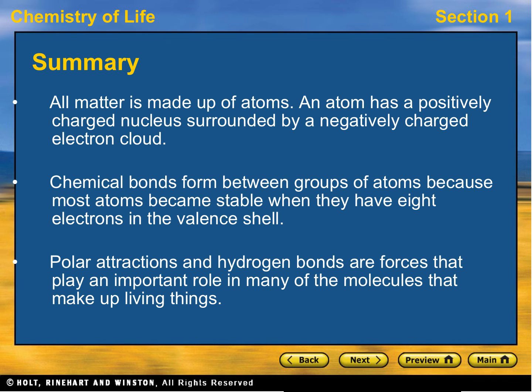So to recap everything from the two parts of Chapter 3, Section 1, it says all matter is made up of atoms. An atom has a positively charged nucleus that's surrounded by a negatively charged electron cloud. Chemical bonds form between groups of atoms because most atoms become stable when they have 8 valence electrons. And polar attractions and hydrogen bonds are forces that play an important role in many of the molecules that make up living things.